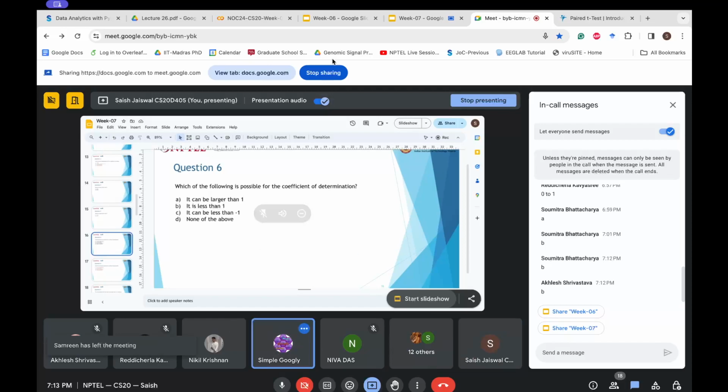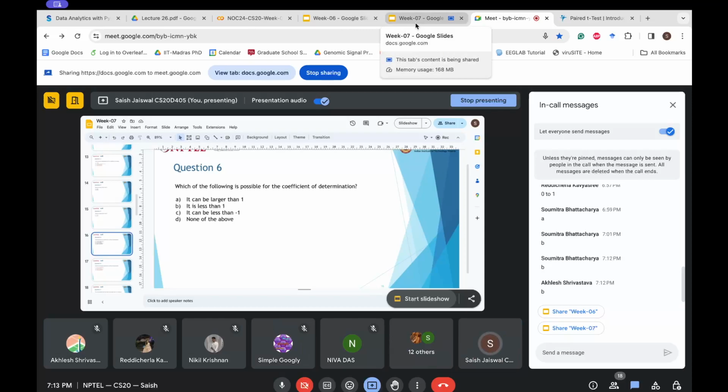Which of the following is possible for the coefficient of determination? Is it B? Okay, what about the others?